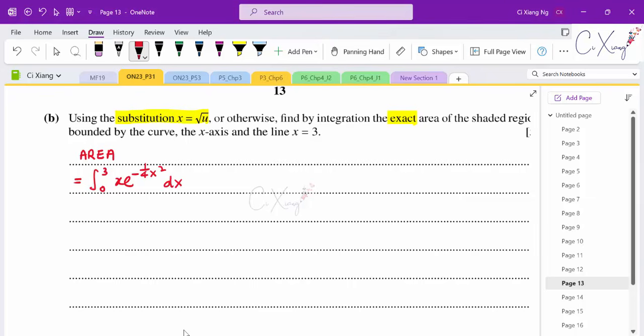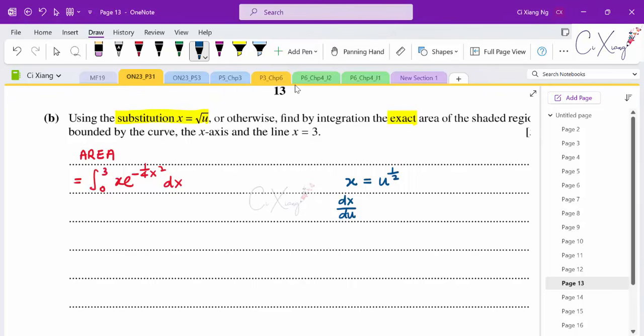We are not really able to integrate this directly, and they already give us a very clear keyword. They ask you to use the substitution x equals square root u, so you have to use the substitution method. The steps I will write here. We start with the substitution given x equals square root u. Then you need to find dx du first.